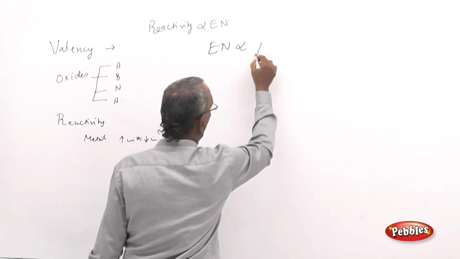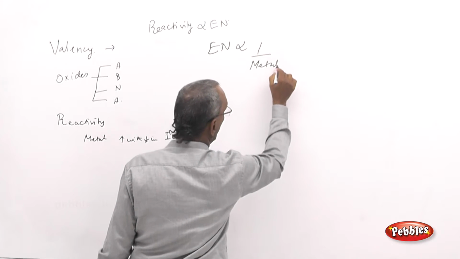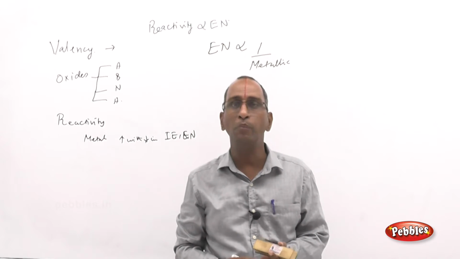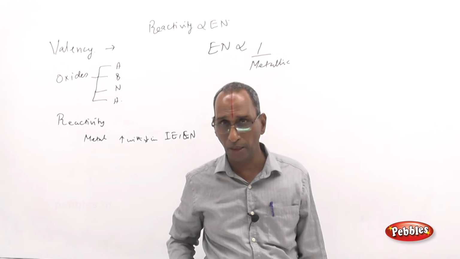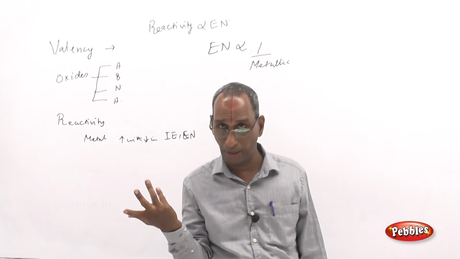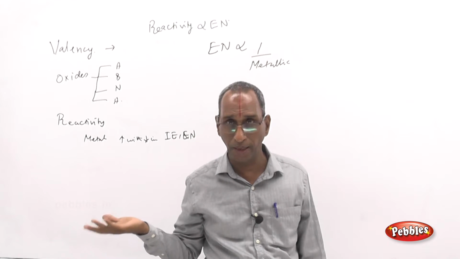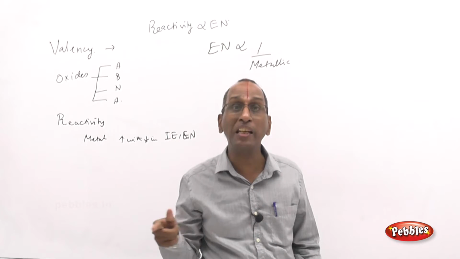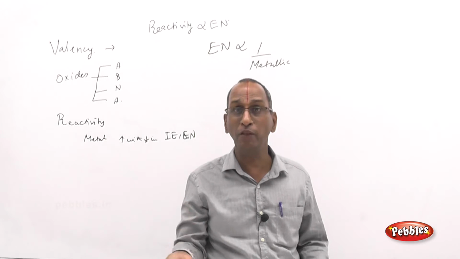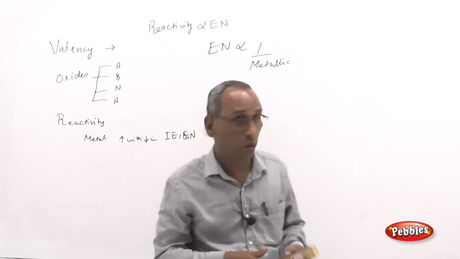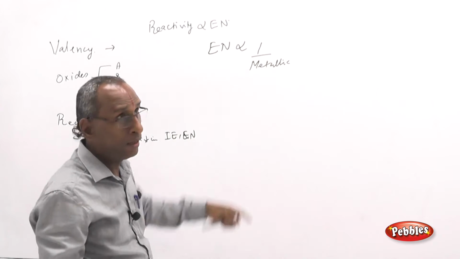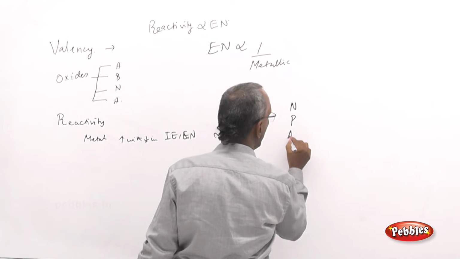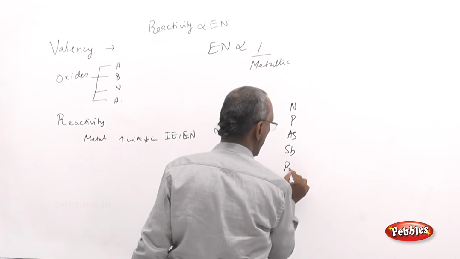Second one, metallic character. Electronegativity is inversely related to metallic character. If this element is more electronegative, that will be less metallic. Oxygen is more electronegative, so oxygen is not metal. And on the left, first group elements, lithium, sodium, potassium, beryllium, magnesium, these are electropositive. They are not electronegative. So electronegativity is least for first group and second group. So they have high metallic content. Highly metallic content. Even in the case of nitrogen, phosphorus, arsenic, antimony, bismuth, we have seen.